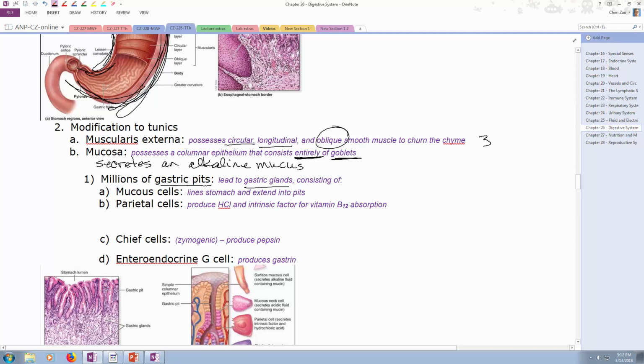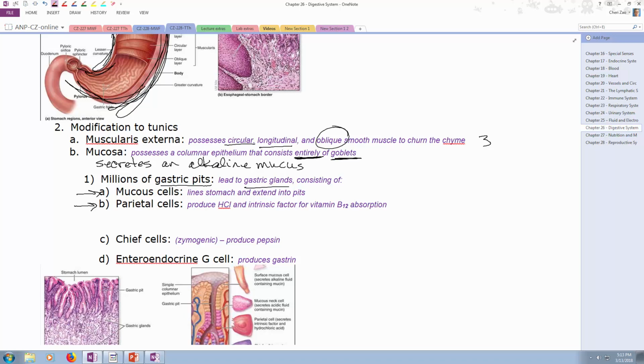And in the pits, we still have mucus cells lining the pits. Then as we go deeper into these gastric glands, we will find parietal cells. So parietal cells, chief cells, and the enteroendocrine cells are in the glands. There are still a few mucus cells, but the mucus is on the surface and in the pit, and once we get into the glands, we'll find these interesting parietal cells, chief cells, and enteroendocrine G cells.